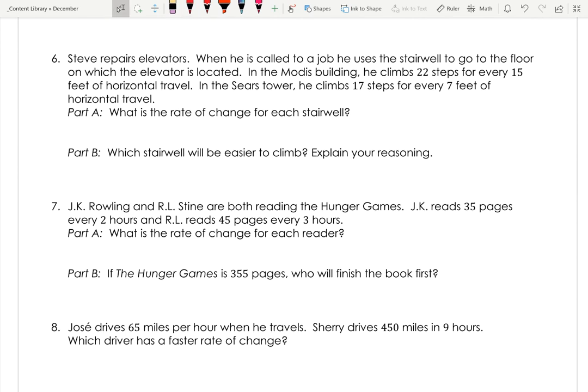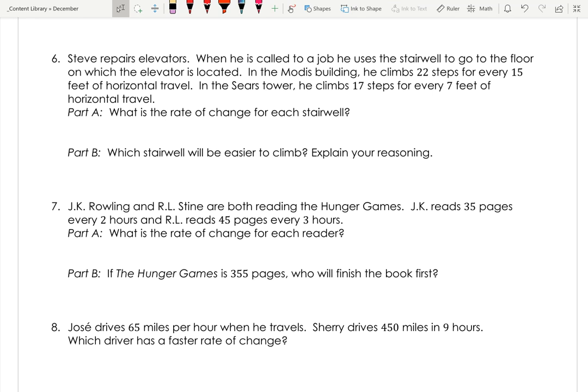So number 6, Steve repairs elevators. When he is called to a job, he uses the stairwell to go to the floor on which the elevator is located. In the Modis building, he climbs 22 steps for every 15 feet of horizontal travel. In the Sears Tower, he climbs 17 steps for every 7 feet of horizontal travel. What is the rate of change for each stairwell?